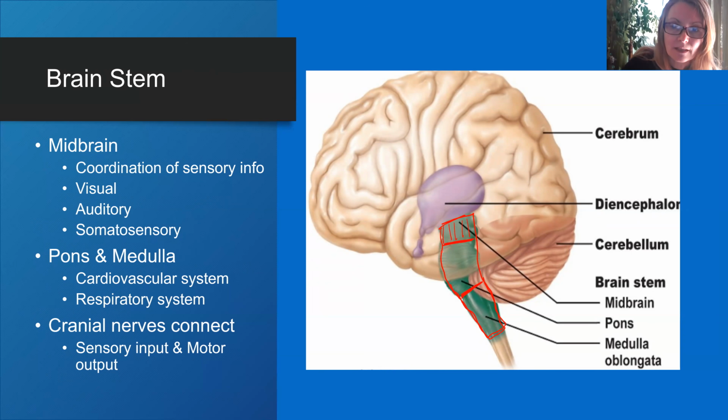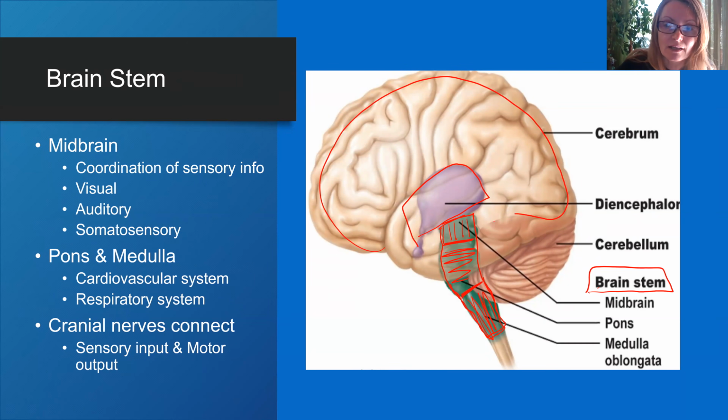So that's the midbrain, that's pons, and this is medulla, and all these three structures are part of the brain stem. And then we have our diencephalon, and we have a cerebrum. So here, right, and cerebellum. So here are the parts of the brain: cerebrum, diencephalon, brain stem, and cerebellum, right? So brain stem, we already just said, has midbrain, pons, and medulla or medulla oblongata. So midbrain, it's coordination of sensory information.